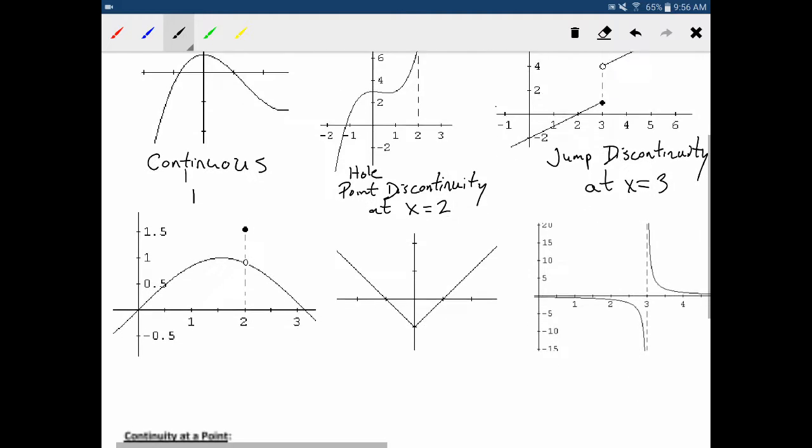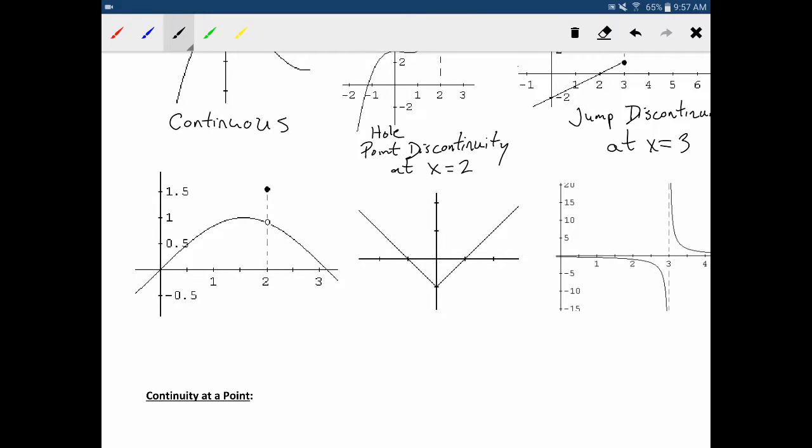Anyway, so if we jump down here, you'll notice we got another hole. So this is discontinuous at x equals 2, and I'm just going to do this because it is a point discontinuity.